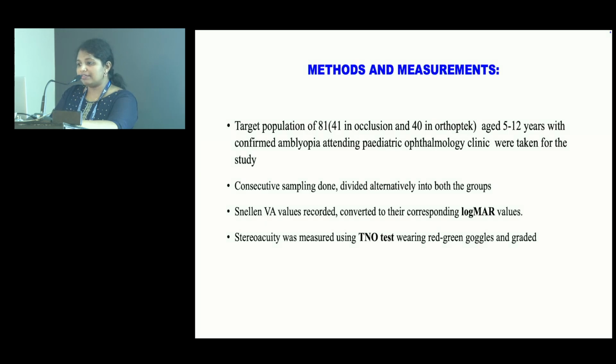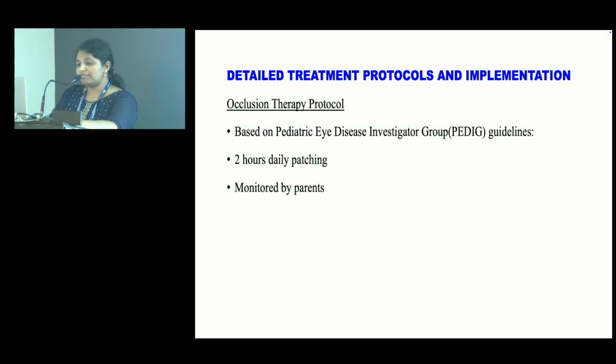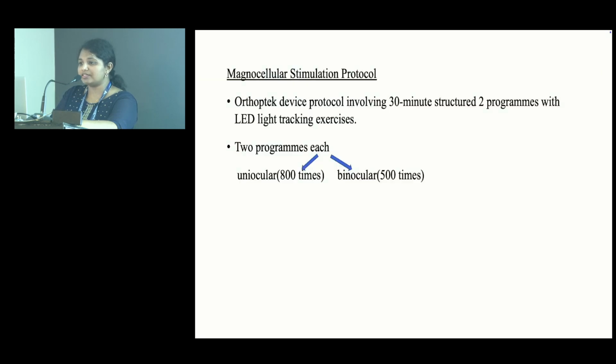Consecutive sampling was done, and they were divided alternately into both the groups. Snellen visual acuity values were recorded and converted to their corresponding logMAR values. Stereo acuity was measured using the TNO test wearing red-green goggles and graded. Now, the occlusion therapy protocol, which was based on the Pediatric Eye Disease Investigator Group guidelines: 2 hours daily patching was advised, which was monitored by parents.